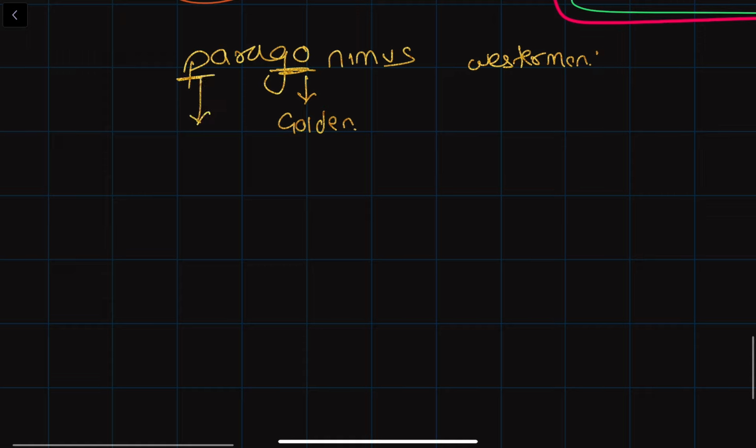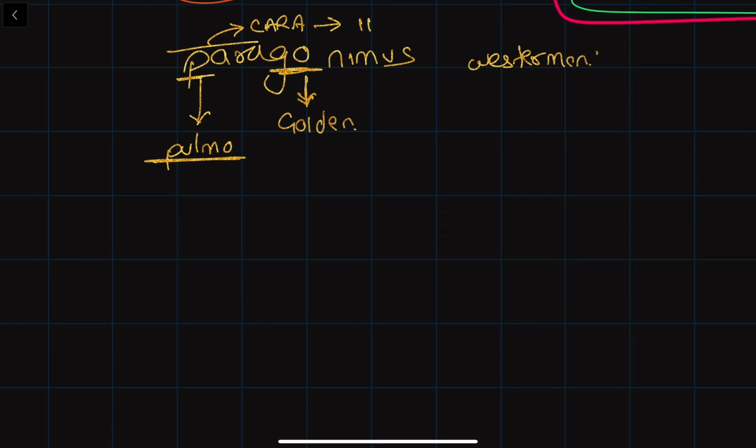Westermani. So how do you need to remember? P for pulmo, affecting the lungs. Go for golden. And you also need to remember this is Paragonimus, because the second intermediate host is crab or crayfish.